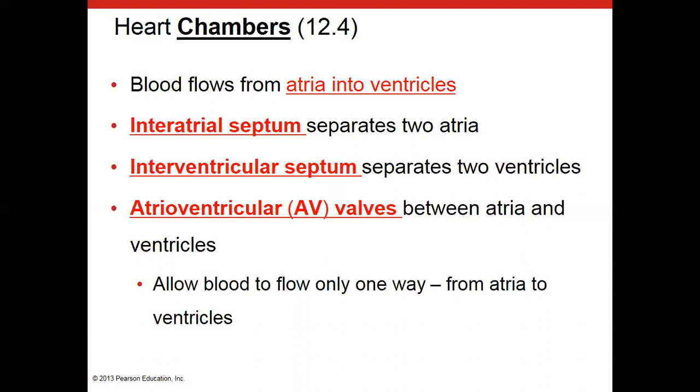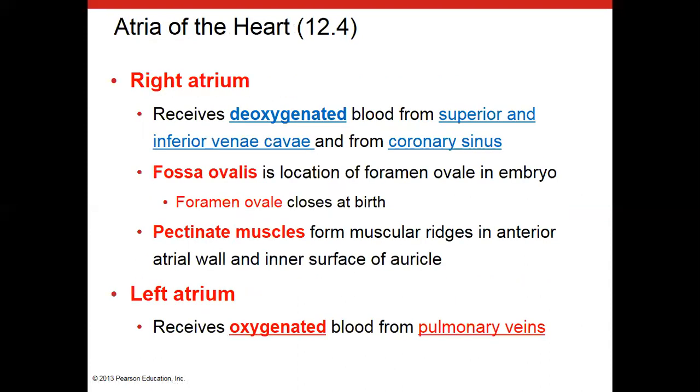But what separates the atria from the ventricles are the atrioventricular valves. Think atrioventricular: the atria and ventricles have a structure between them that separates them. These valves allow blood to flow in only one direction, from atria to ventricles. They will close to prevent the backflow of blood from the ventricles into the atria.